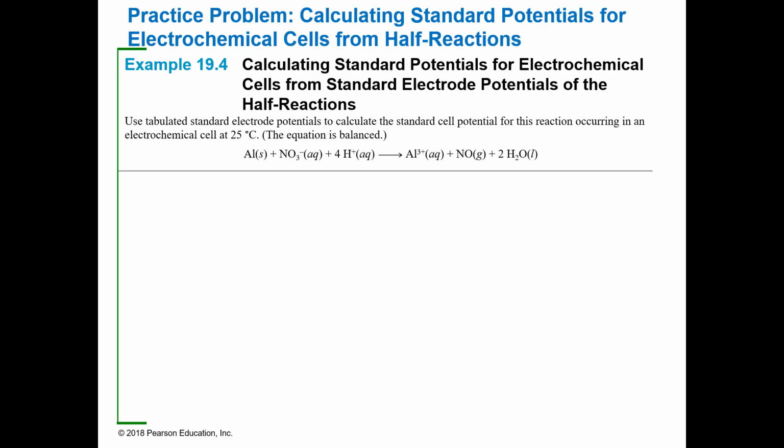All right, so let's look at this problem here. Calculating the standard potentials for electrochemical cells from standard electrode potentials of the half reactions. Right off the bat, what we notice is the aluminum is going to aluminum 3 positive, so it's being oxidized. Aluminum is the reducing agent.